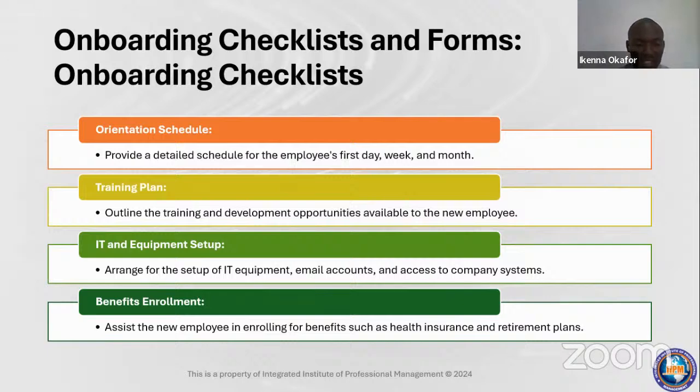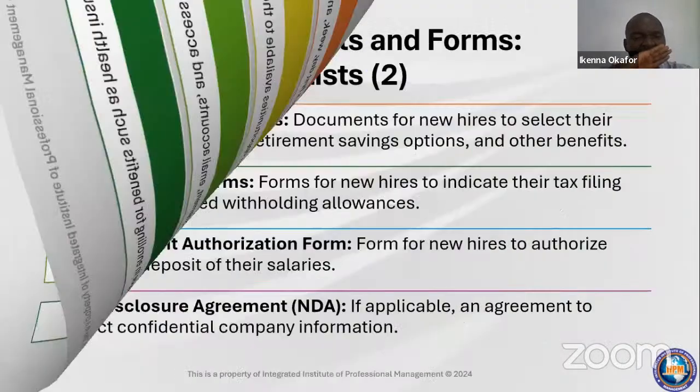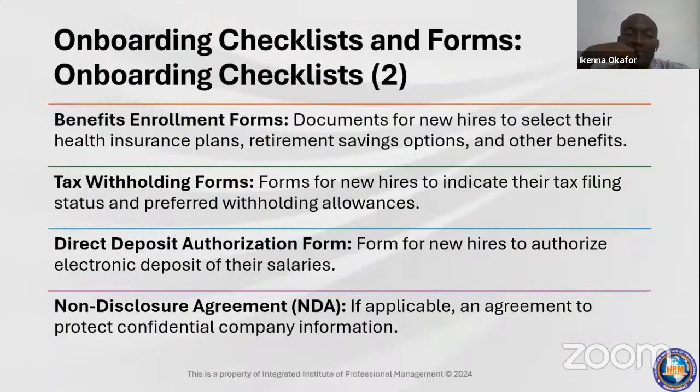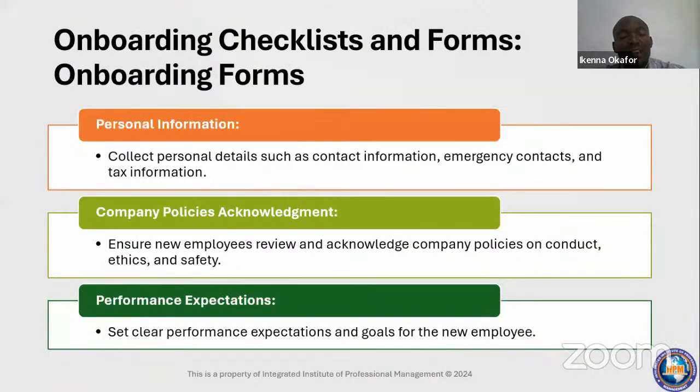Benefit enrollment: assist the new employee in enrolling for benefits such as health insurance, retirement plan, and pension. Withholding tax form, and a direct deposit authorization form for new employees to authorize the payment of their salaries where applicable. Non-disclosure agreement, NDA, which I mentioned earlier.